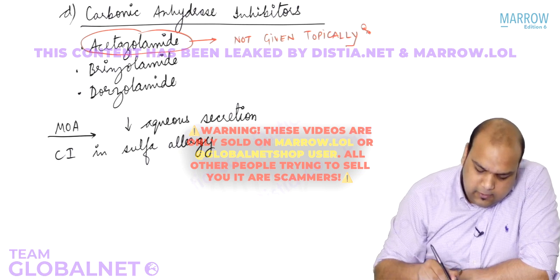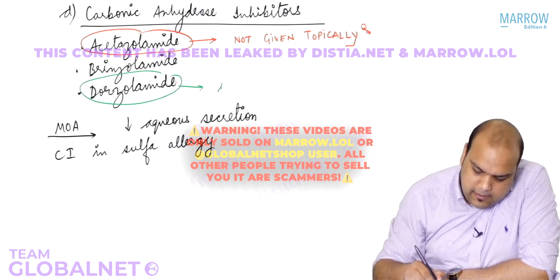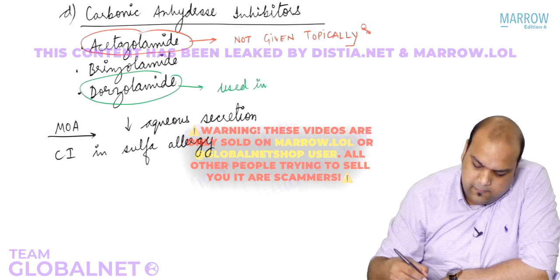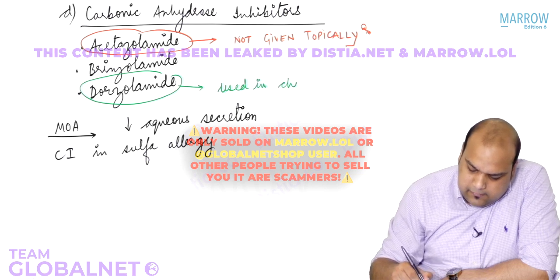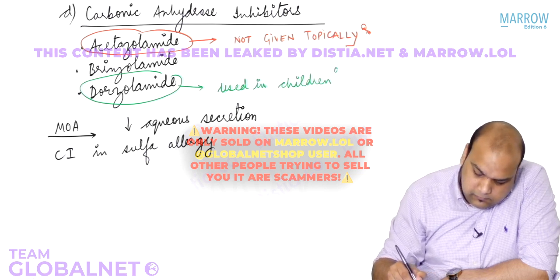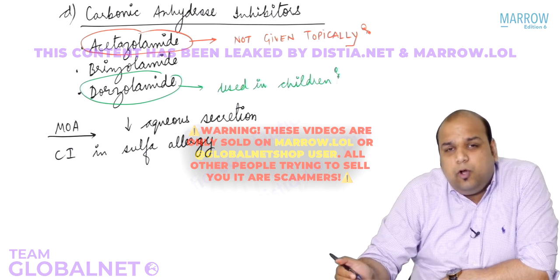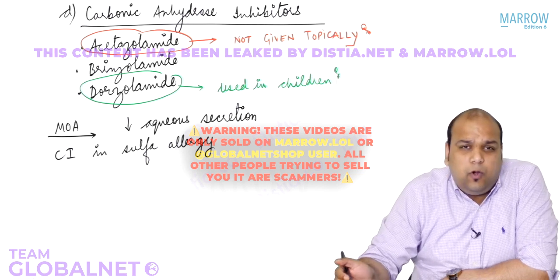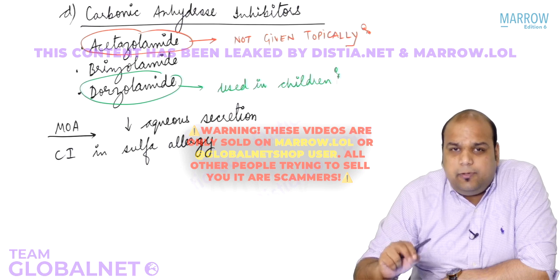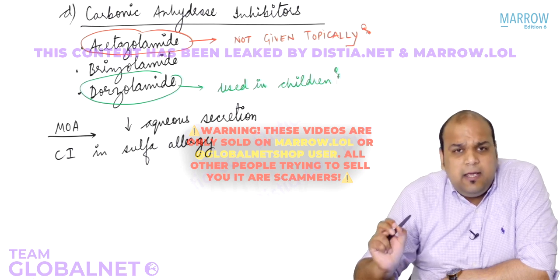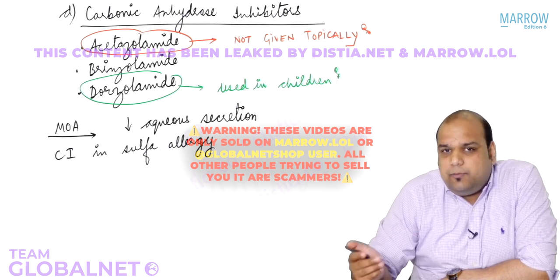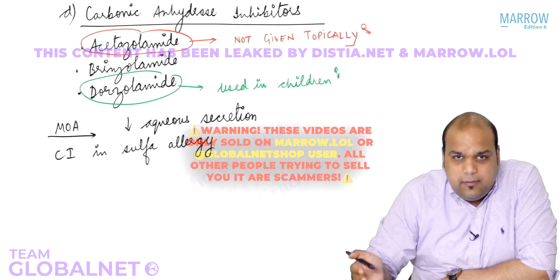Deviating a little bit from topic, dorzolamide is used in children. So if you have a childhood glaucoma, if you have a case of a 5-year-old, 4-year-old having glaucoma, and if you're not doing any surgical procedure, then dorzolamide is a safe drug to give in children. Just remember this as an extra point, guys. Okay? No confusion here. Done?